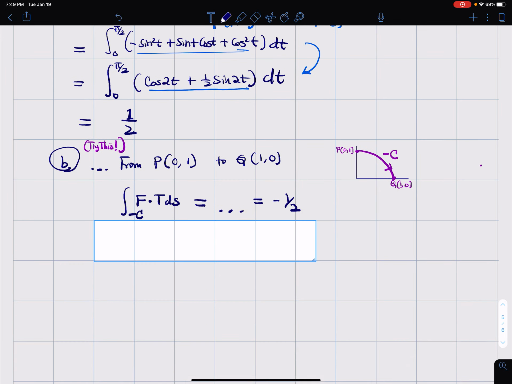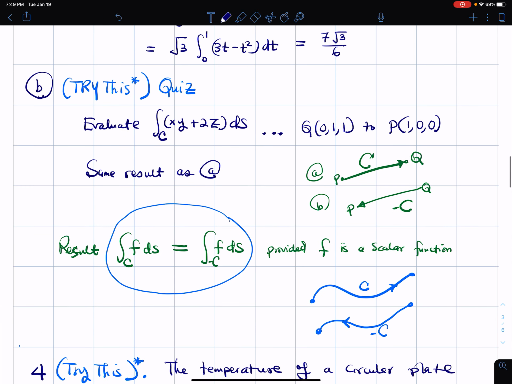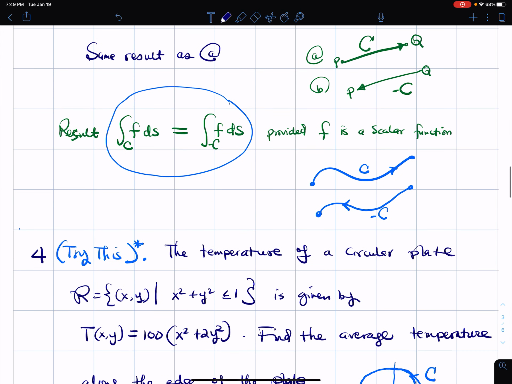For a scalar field, it doesn't matter the path. If we're going in the opposite direction or the forward direction, we get the same integral. For a scalar line integral, we get the same value.